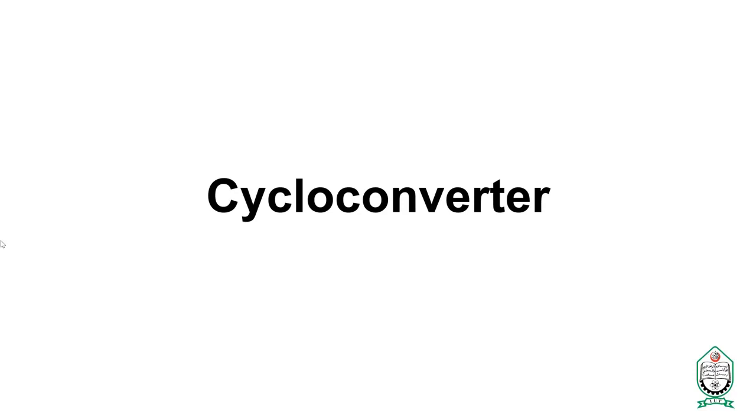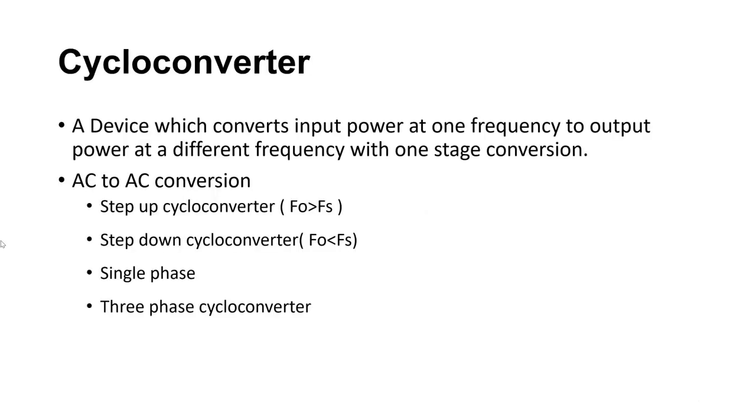So Cyclo Converter is a kind of converter that is used to convert the frequency. A device which converts the input power at one frequency to output power at a different frequency with one stage conversion is called a Cyclo Converter. Here we are not controlling the voltage, rather we are controlling the frequency of the input power. So it's AC-AC conversion, only changing the frequency.